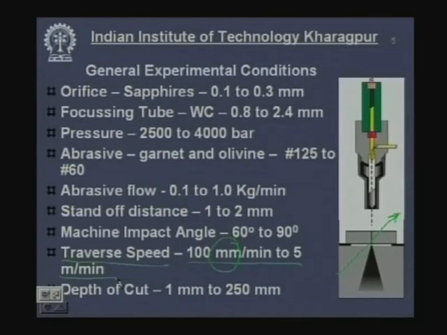Now how much is the depth of penetration? What is this distance which is generally achieved in abrasive water jet machining? It can be as low as 1 millimeter, it can be as high as 250 millimeter. 250 millimeter in actual domain would be at least this much. So this is around 250 millimeter. So this is this long, it is rather long.